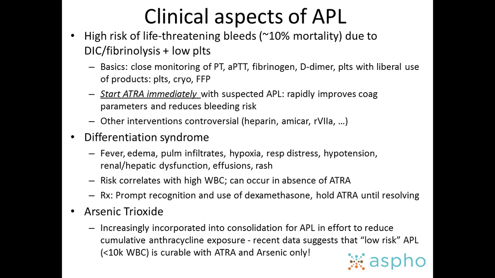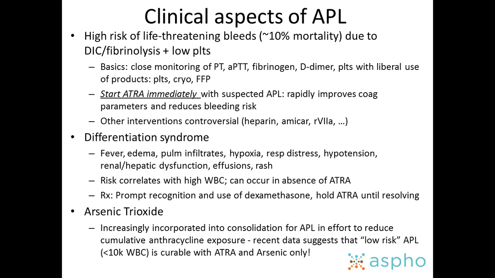The risk of this correlates with the circulating white blood cell count at diagnosis, and that's why we use 10,000 as kind of the cutoff for low risk versus high risk APL. One of the reasons for that is not just because of the need for chemotherapy for the high risk, but also because of the risk of differentiation syndrome. Differentiation syndrome can happen spontaneously, even in the absence of ATRA, but with ATRA, it gets much less. In that way, it's kind of similar to tumor lysis syndrome. It's important to promptly recognize this phenomenon and treat it with steroids and hold the ATRA until it's resolving.